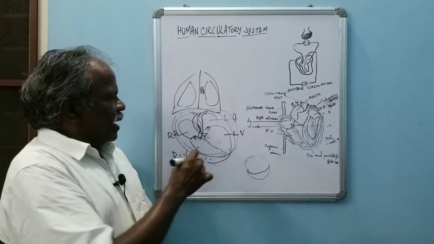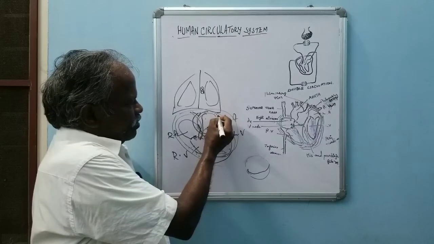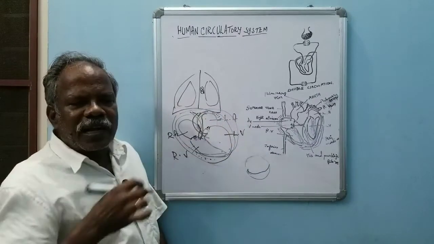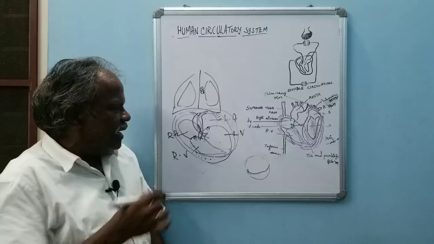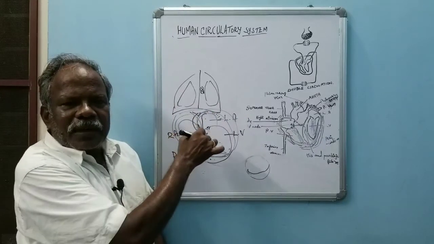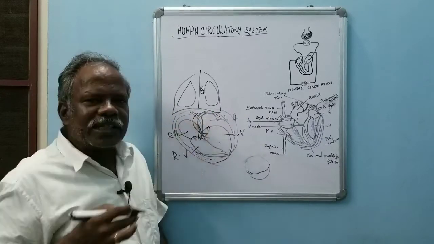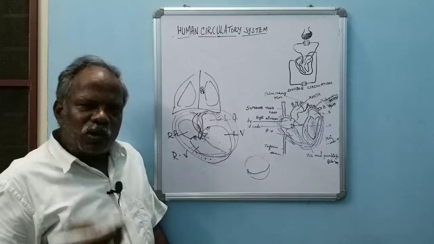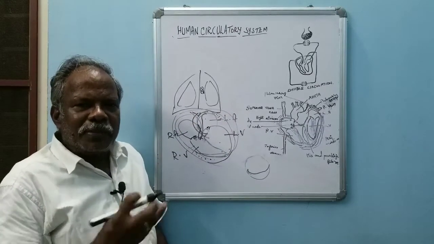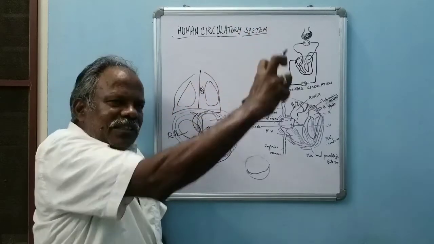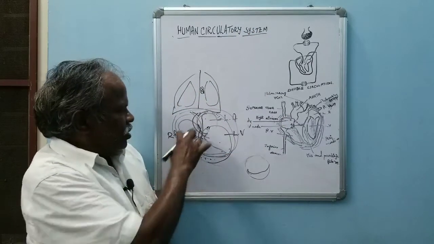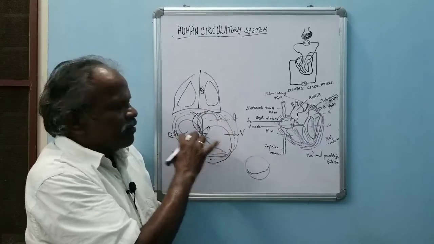Similarly, the left auricle receives pure blood from the lungs through four pulmonary veins. It receives blood from the lungs after oxygenation. Though it contains pure blood, it is called the pulmonary vein because it brings blood from the lungs to the heart. So this is with regard to the blood vessels of the heart.